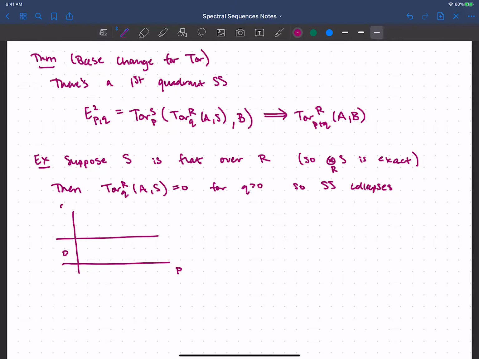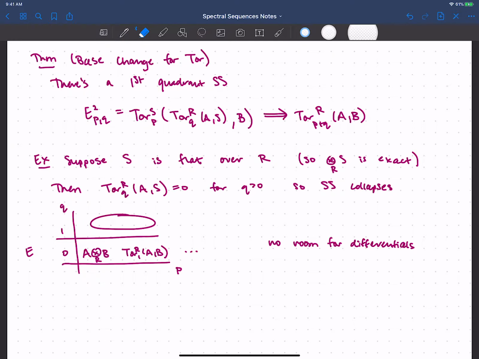So what do I mean by that? Well, when I look at higher q things, everything up there is 0, right? Because I don't have anything for Tor_q over R. Okay, so what do I have in degree 0? I have things like A tensor over R with B. I've got Tor_1 of A with B, and so on, higher Tor terms. Okay, but the point is this is all concentrated at height 0, so there's no room for differentials. So that's what I mean by the spectral sequence collapses. This E2 term is just our E-infinity term.